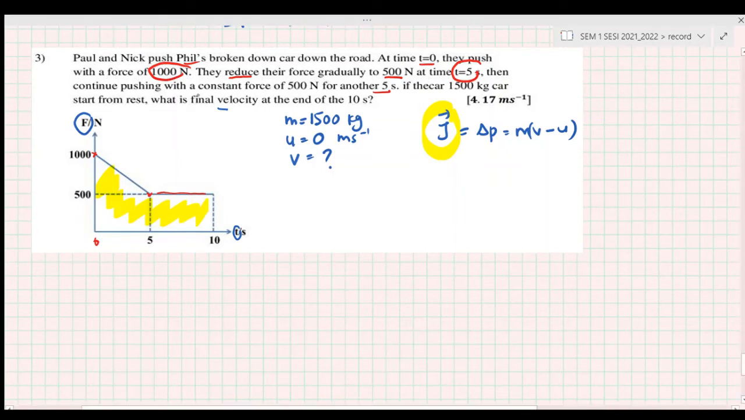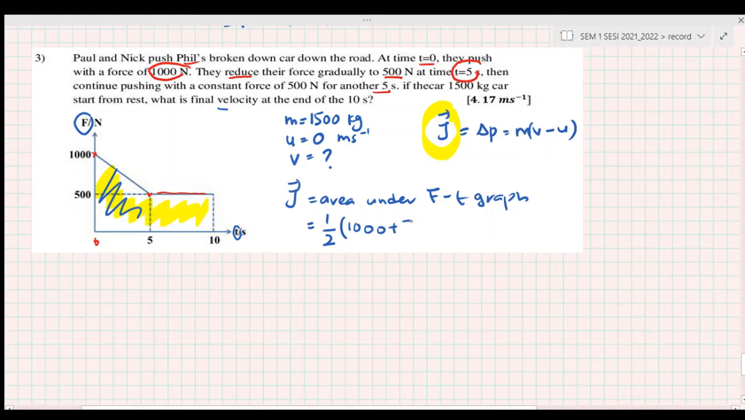Okay, so let's calculate first. J equals the area under the F-T graph. So, let's calculate the area under the graph. First, we have the area of a trapezium. So, 1/2 times (1000 plus 500) times (5 minus 0), times 5. Then add the area of part B. That one was part A. This one we have 500, times (10 minus 5), which is 5. So we press the calculator, and we get the area under the graph, which is equal to impulse.